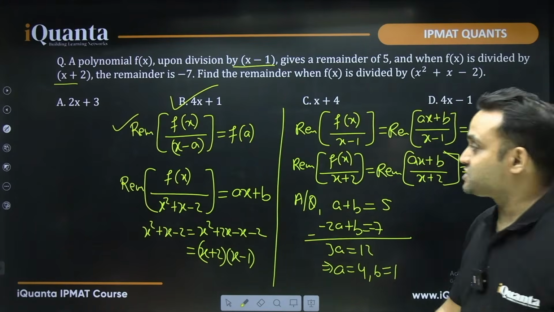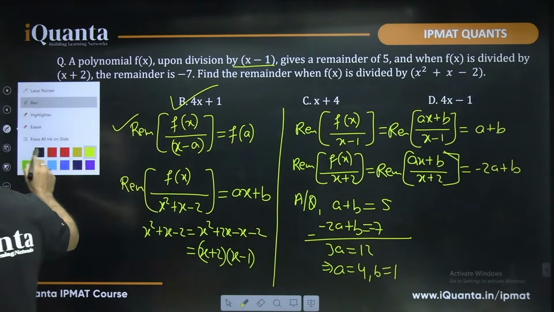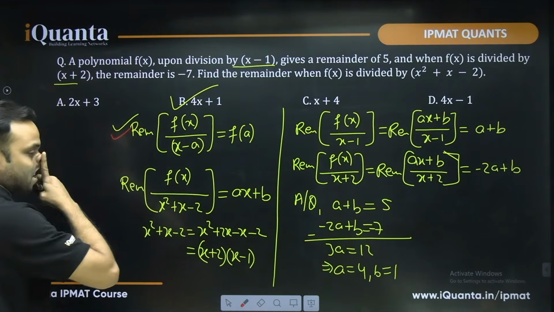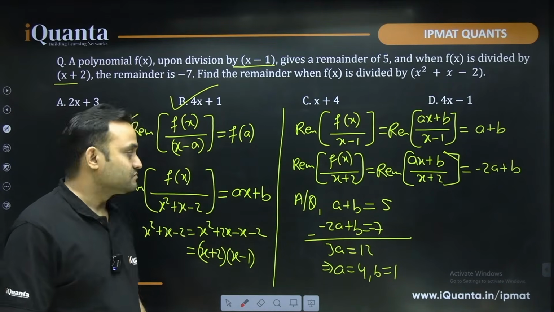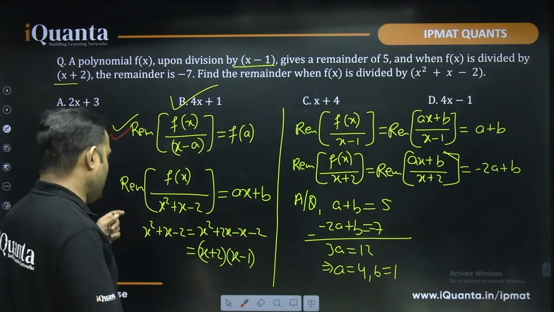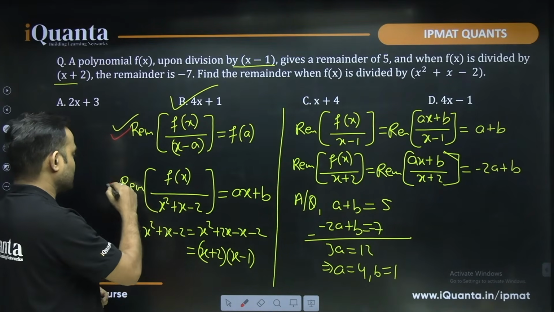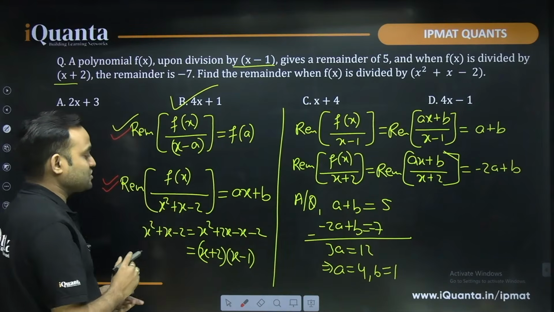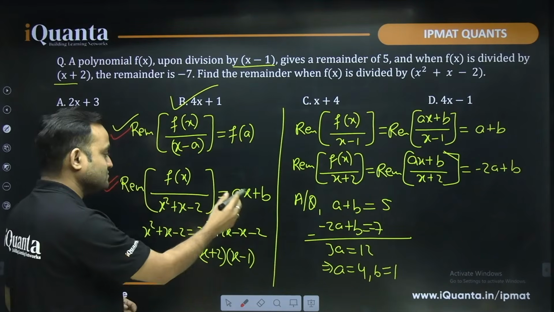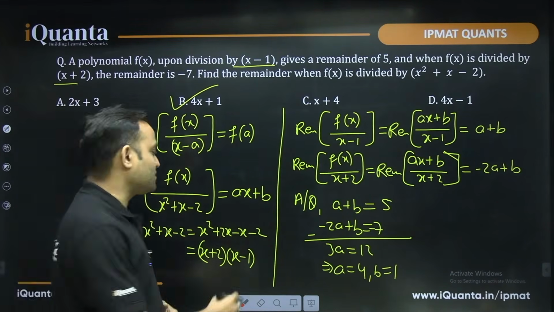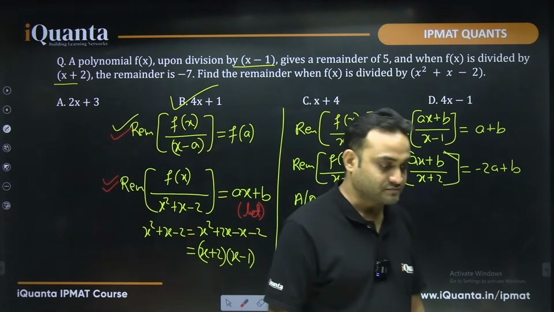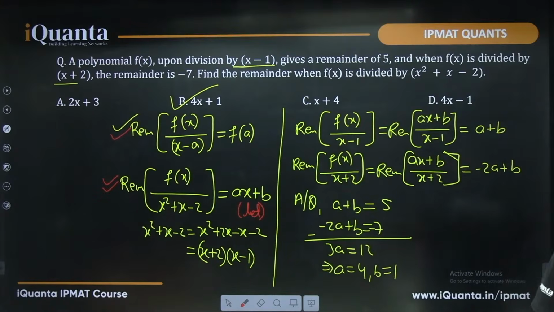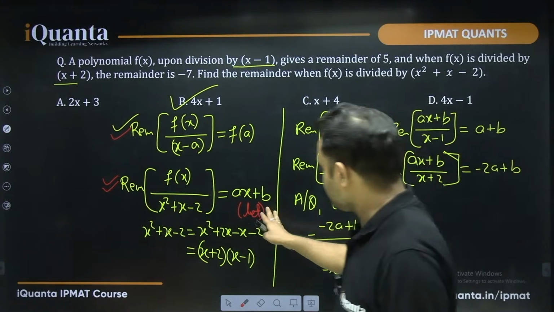That's why Manish, check this. First you need to check this: whenever f(x) is divided by x minus a, the remainder is f(a). After that, the second thing is this one: f(x) when divided by x square plus x minus 2, that will be ax plus b. That we have let, that we have taken, right? Is that clear? That we have let here.